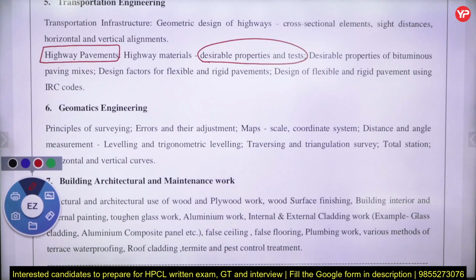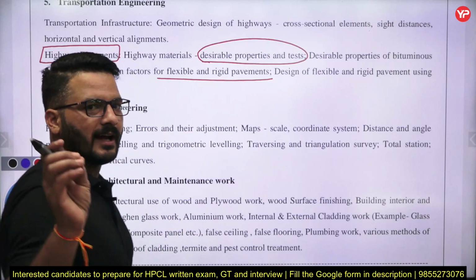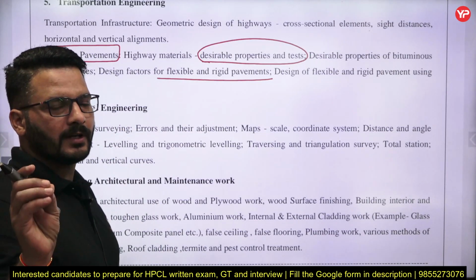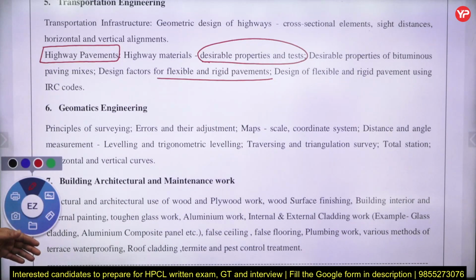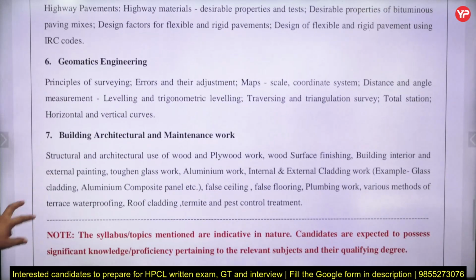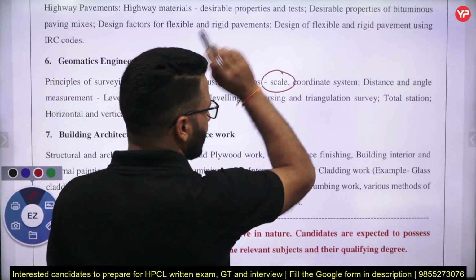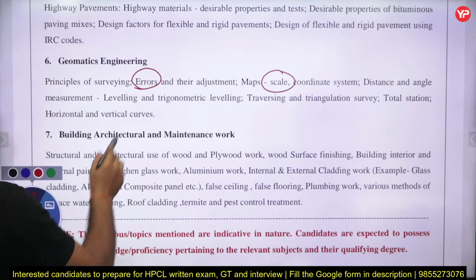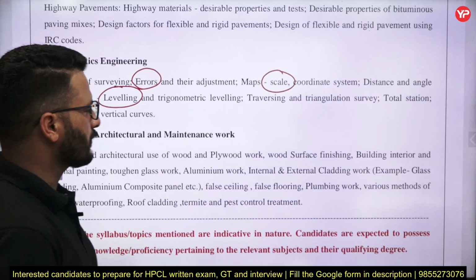Fine. And after that, the design factors for flexible and rigid pavement, for which of course you have to go with the IRC codes: IRC 37 for flexible pavement, and IRC 58 for the design of rigid pavement, right? After that, your geomatics engineering, that is your surveying part. In this you will definitely find one question from error, and numerical questions from scale and leveling, and that's it for the numerical part. The rest of the things you will find as theory questions.